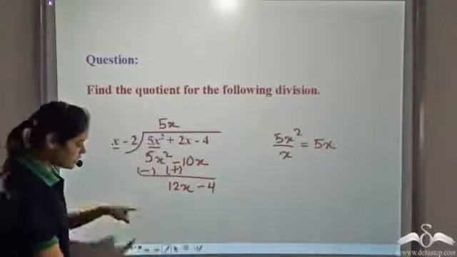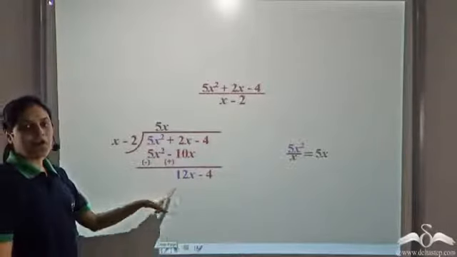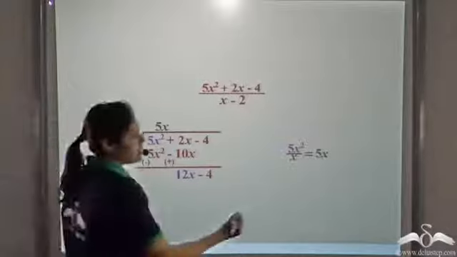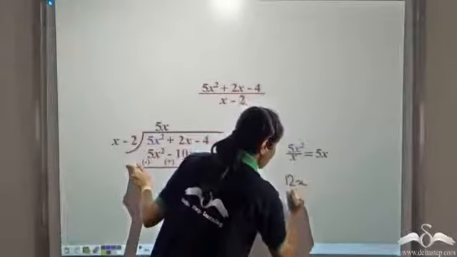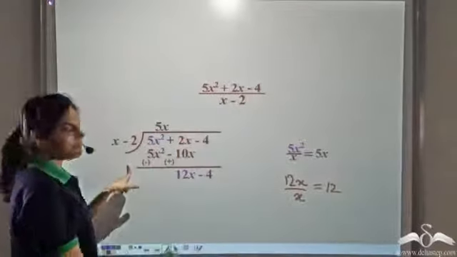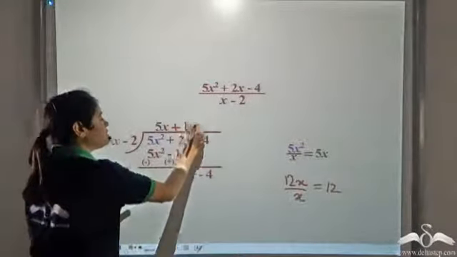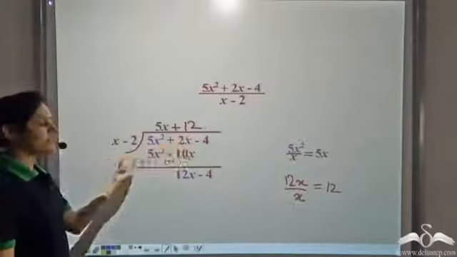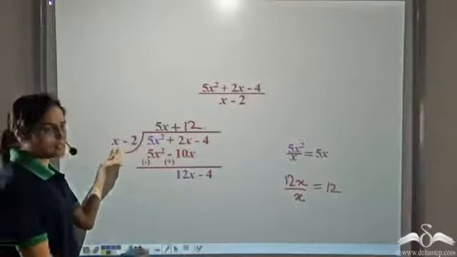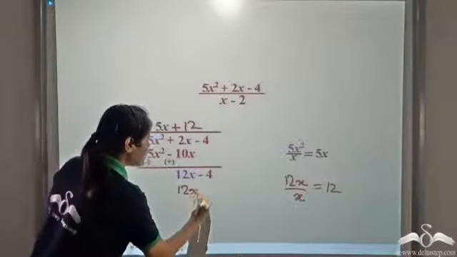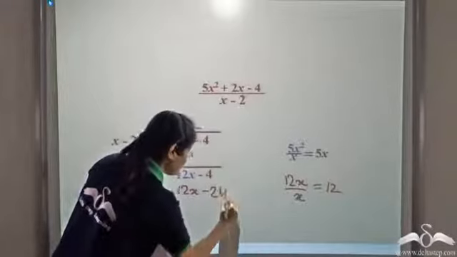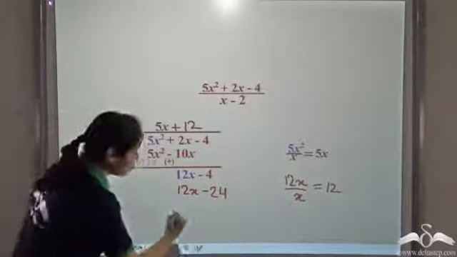So 12x minus 4. Now we need to divide 12x by x. So 12x by x gives us 12. So we have a 12 here. Now 12 into (x - 2) is 12x minus 24. This is what we have.